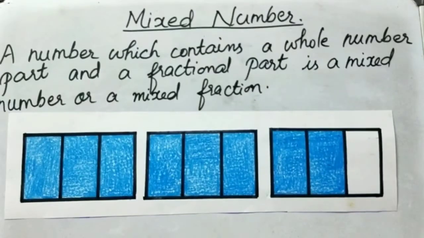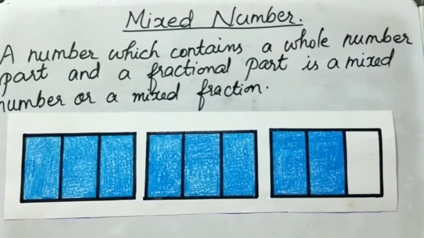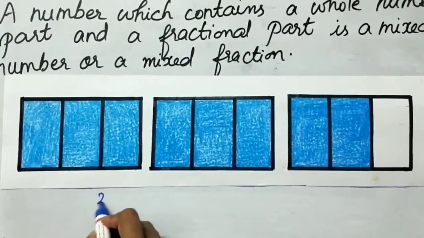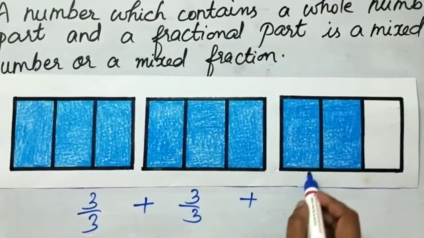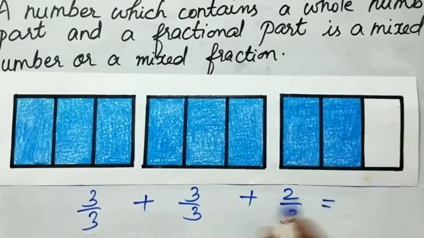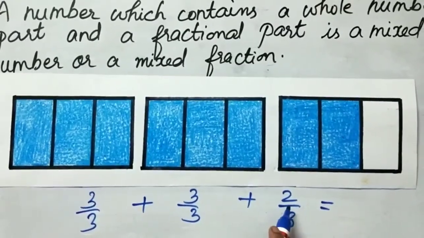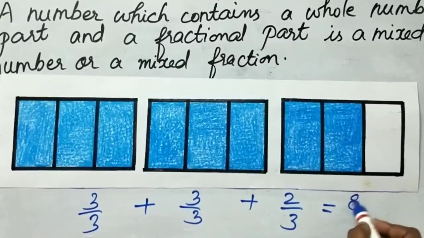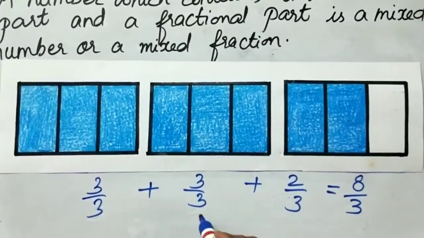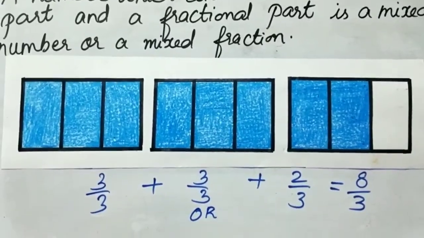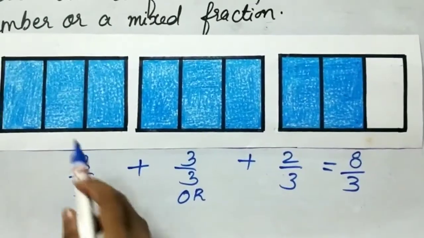A number which contains a whole number part and a fractional part is a mixed number or a mixed fraction. Here is an example. Say the fraction 3 by 3 plus 3 by 3 plus 2 by 3 equals, we can add the like fractions, 3 plus 3 plus 2, 8. 8 by 3. It is an improper fraction. We can write an improper fraction as a mixed fraction.